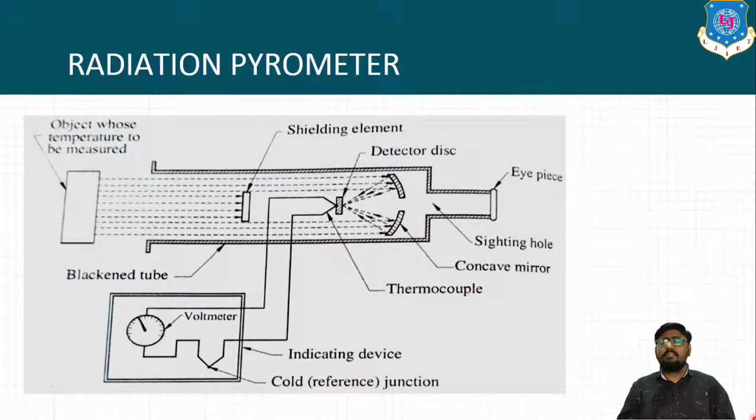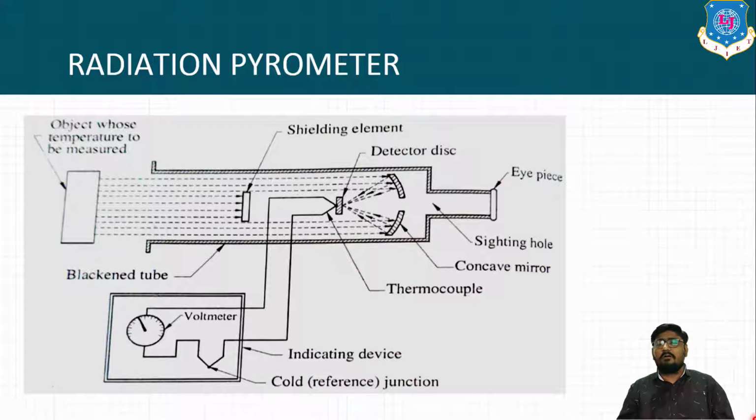Because of this focus of the radiation, the temperature of this disc will rise, and it is further connected to this thermocouple. It forms a junction, as you can see, where there is one cold reference, and this detector disc is connected as the hot reference. The detector disc forms the hot junction, and this is the cold junction, and by using a suitable voltmeter we can get the temperature difference.